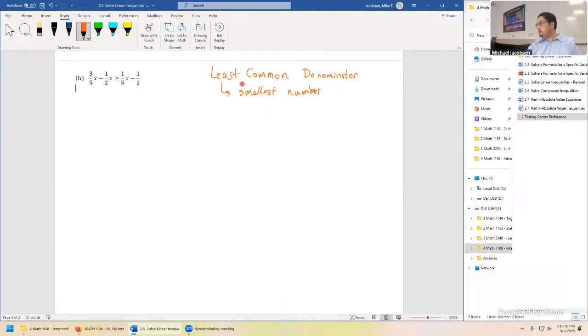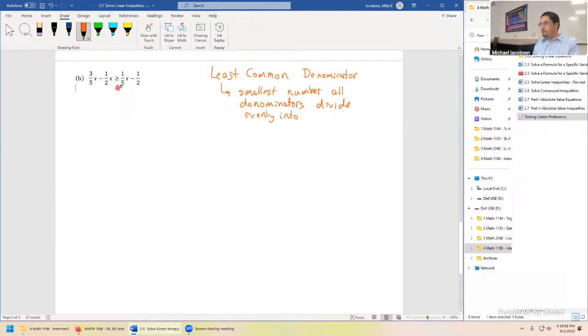number all denominators divide evenly into. So 5 and 2s aren't too bad.